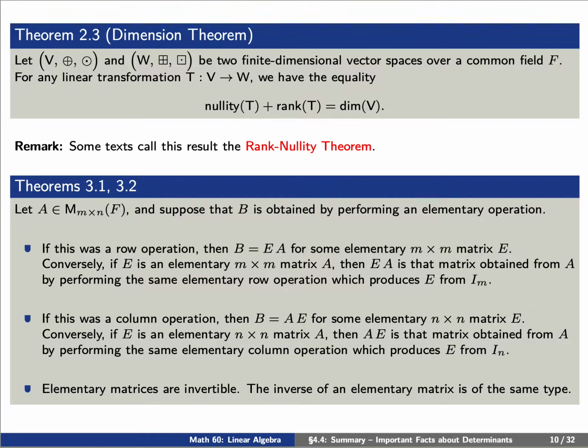We then have theorems 3.1 and 3.2. They explain what happens when you have an elementary row operation on an M by N matrix A. Let's say that B is obtained from A by performing an elementary operation. If this were a row operation, then B equals E times A, where E is an elementary M by M matrix. If this were a column operation, then B equals A times E, where again E is some elementary matrix. Third, elementary matrices are invertible, and in fact the inverse of an elementary matrix is a matrix of the same type.